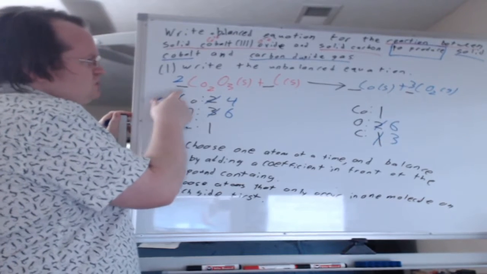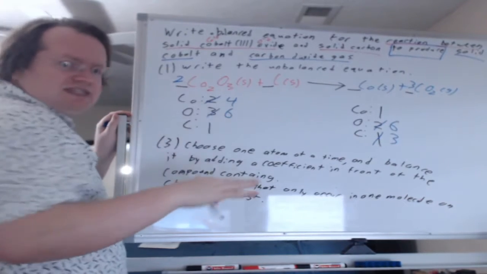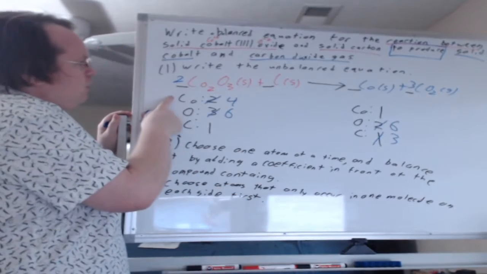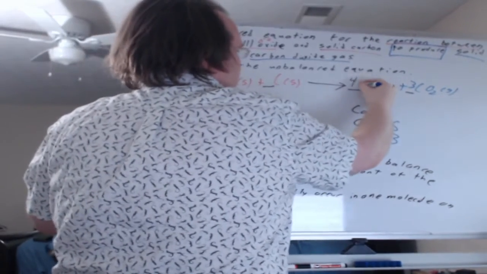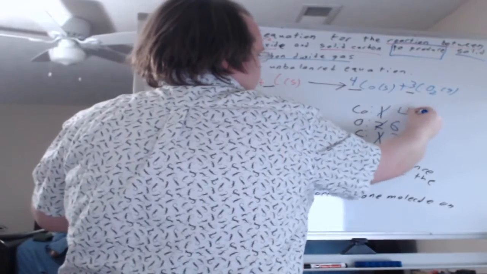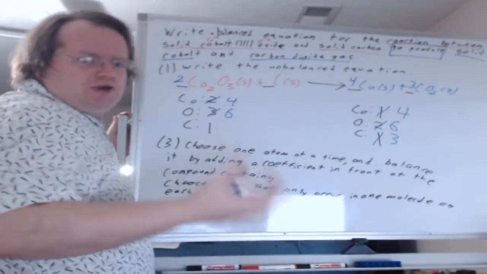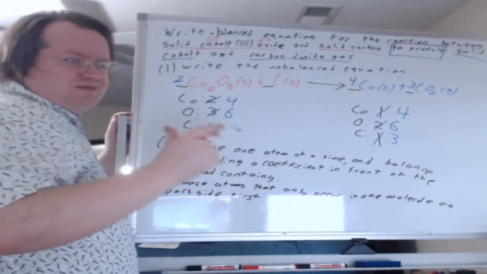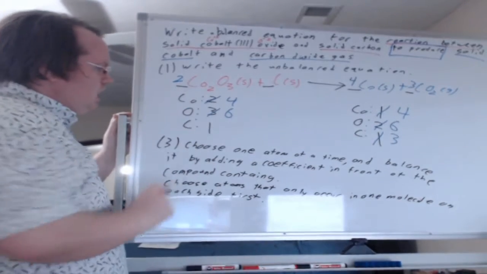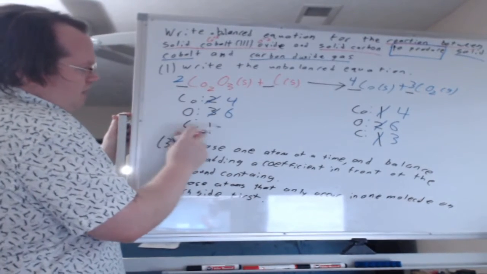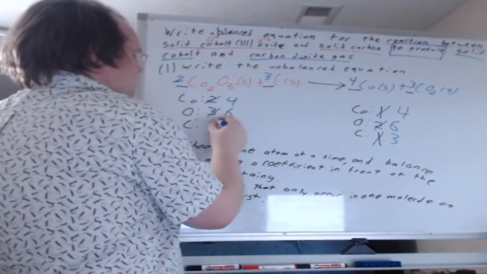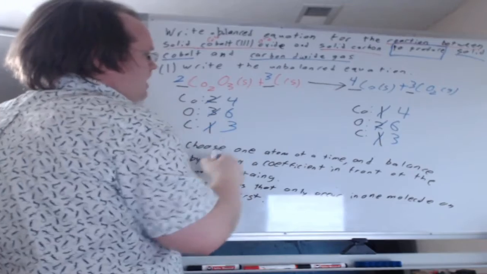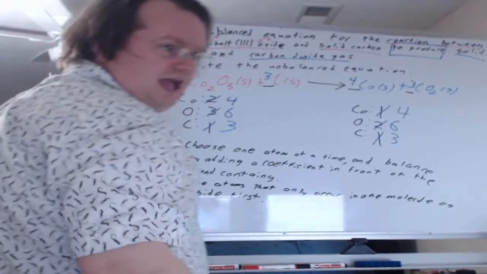Doesn't matter which I choose now because these are both about the same complexity. So I'm going to go with cobalt next. I have 4 on the left side, 1 on the right. So I'm going to put a 4 here, and that changes my 1 to a 4. As you'll notice, sometimes you're only going to change one molecule, sometimes you have to change 2 at the same time. And then here I have carbon. I have 1 carbon on the left, 3 on the products. So I'm going to put a 3 in front of here, and that changes that to 3. And now I can do into that.